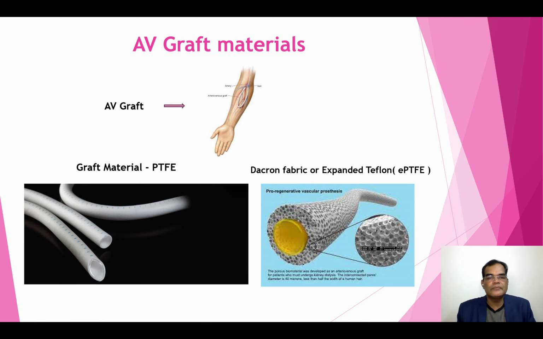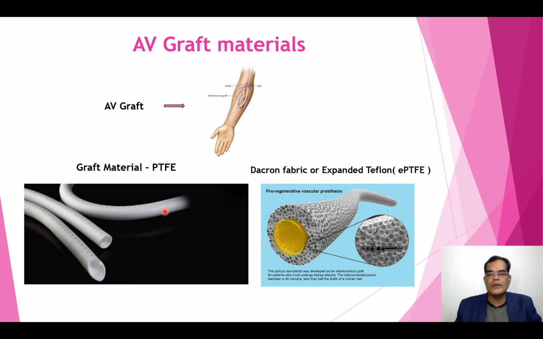If you look at the materials, what is the material used for AV graft? This is an AV graft. You can see here this is placed subcutaneously. The material used for AV graft is called polytetrafluoroethylene or PTFE. This is an extremely soft and biocompatible material, almost like a blood vessel, and this will be placed subcutaneously. Then the needling, once it has matured after 2 to 4 weeks, once the surgery is completed and the wound is healed, this can be used actually. So this is the material.